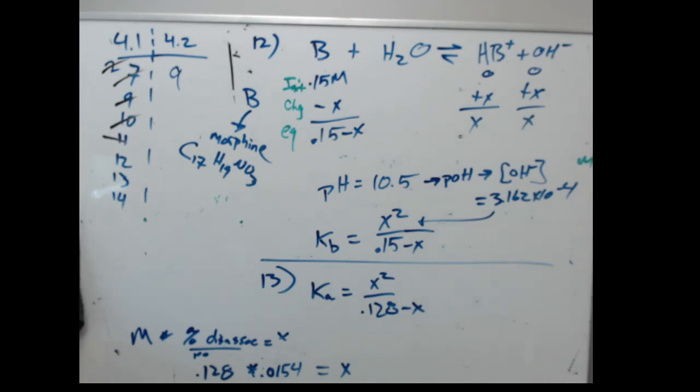So, if this is my percent dissociation, that's my given molarity. I think that gets us through most of these. That's 13. Number 14 I can do real quick as well.